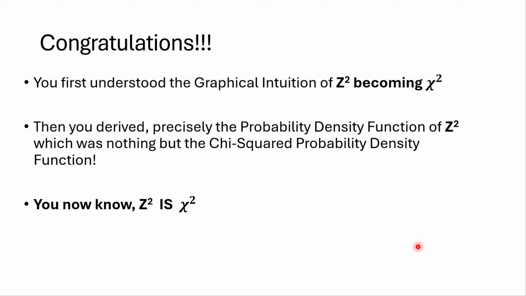So pat yourself on the back. Congratulations. You have really understood, not just the approximate graphical intuition, how z squared becomes chi squared. We discussed how it becomes a one-sided curve. And then you also derived by hand the probability density function of z squared, which was nothing but the chi-square probability density function in 1 degree of freedom. So great job. You know z square is chi square.